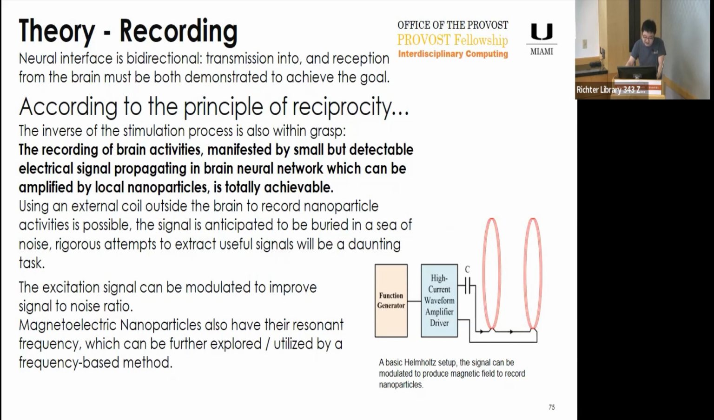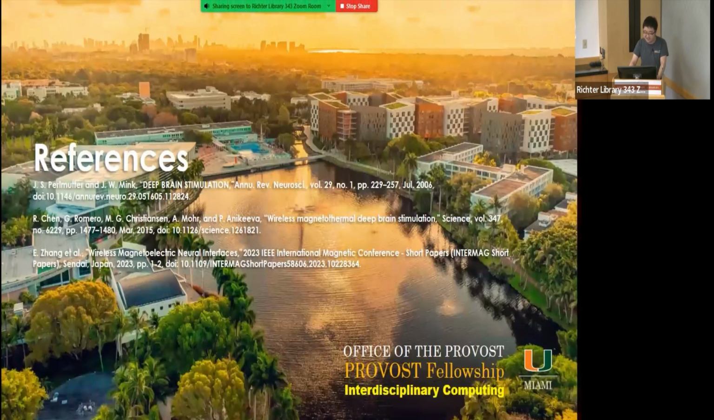But this is a very ambitious project we're trying to do, because the stimulation part, we're still trying to polish it. But this part is the major part, because nobody has claimed they can manage to do it for the time being. Once this recording functionality can be achieved, it's a major step forward for the project. So here are my references, and thank you.